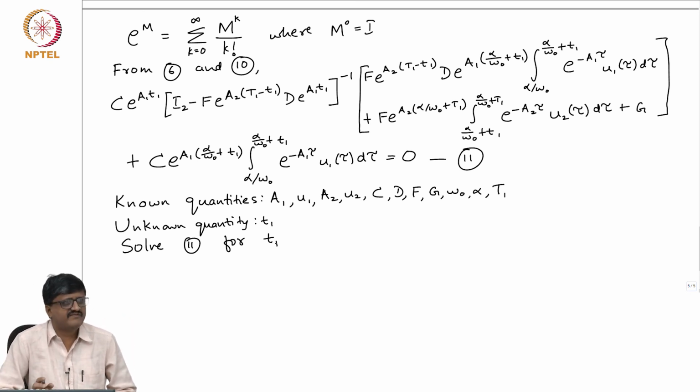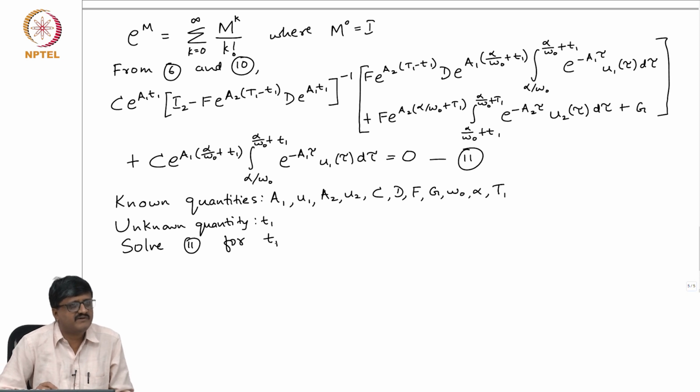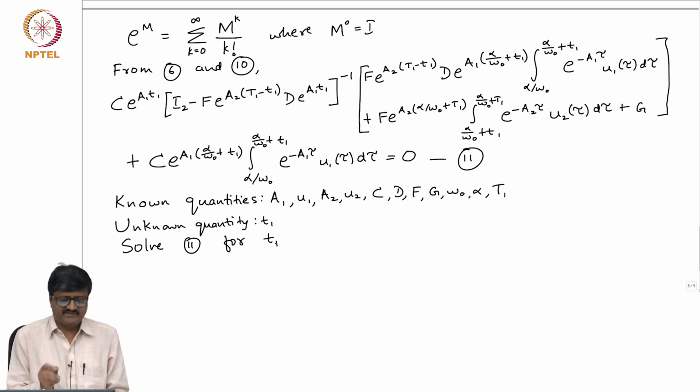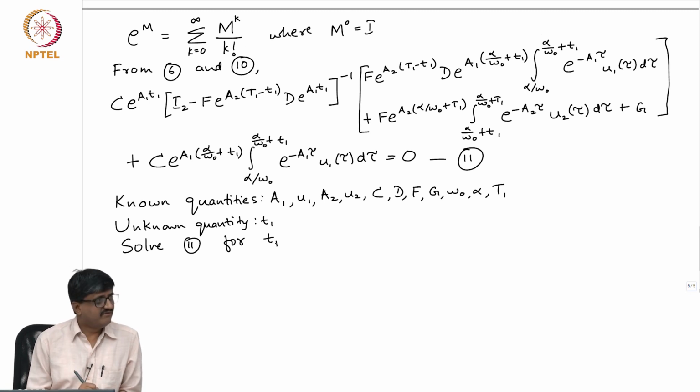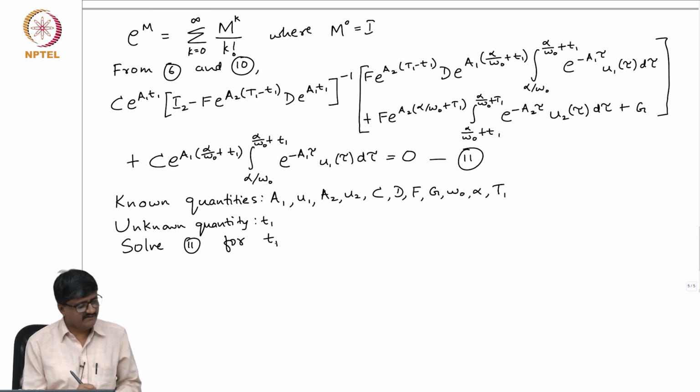Newton-Raphson, all of you are familiar with Newton-Raphson, I guess. It is used for power flow. So, one can use, for example, the Newton-Raphson method and solve for T1. Now, our objective is not solving T1 alone. Our objective is to get the solution. So, then what? If T1 is known, then can I get the solution directly?